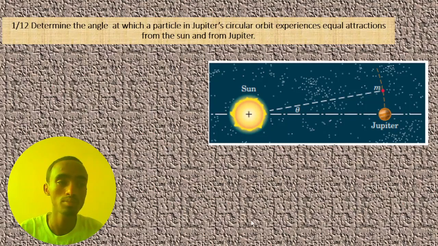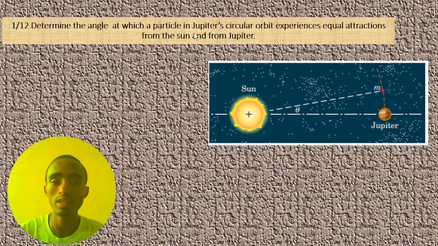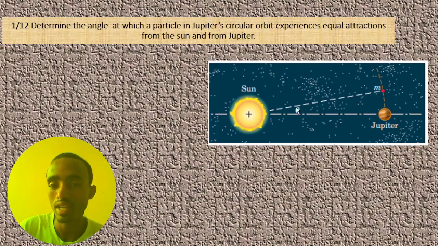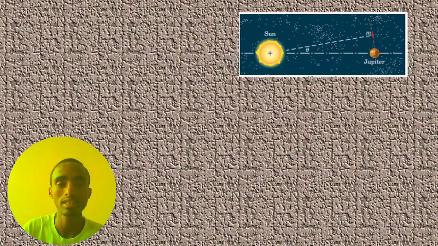Now let's jump into this problem. Determine the angle at which a particle in Jupiter's circular orbit experiences equal attraction from the Sun and from the Jupiter. Here we have the Sun and here we have Jupiter, as you can see, and here we have a particle, and this particle experiences equal attraction force from the Sun and from Jupiter. As you can see here, there is an inclination from the Sun at an angle theta, and this question asks you to determine the angle theta.